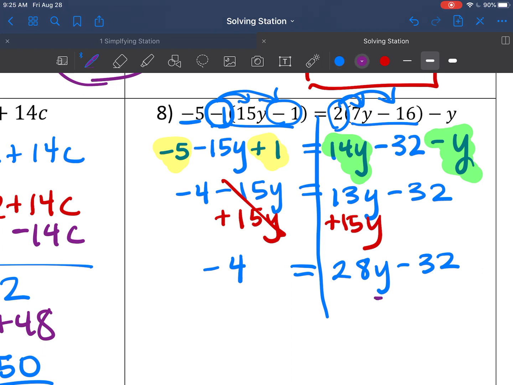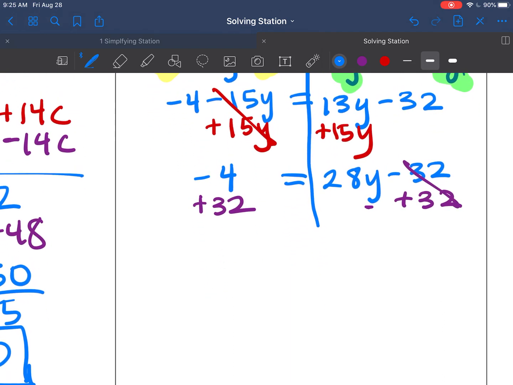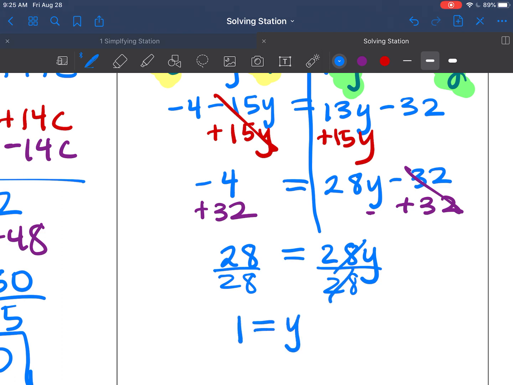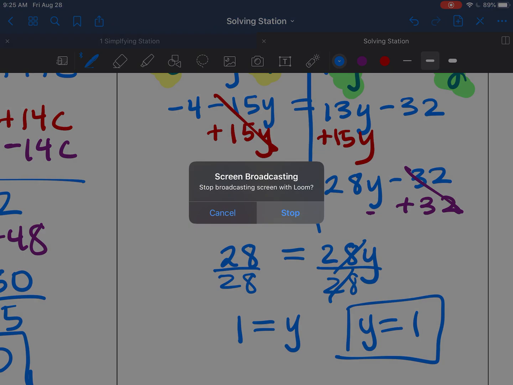Okay, now here's our variable y. We need to get rid of this 32. -4 plus 32 is 28. And then our last step is to divide by 28. 28 divided by 28 is 1. So y equals 1 is our final answer.